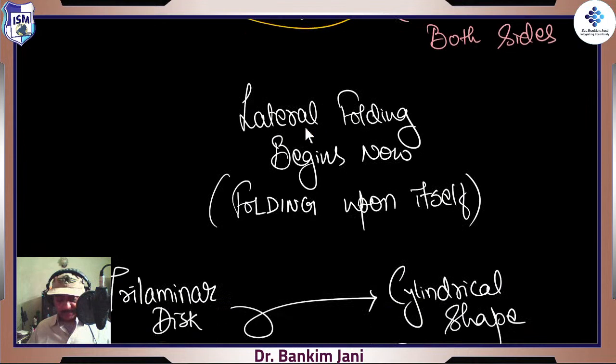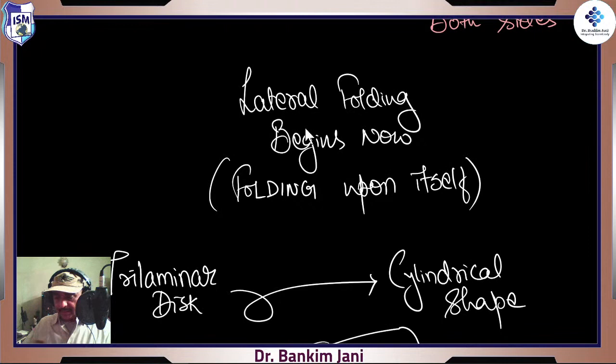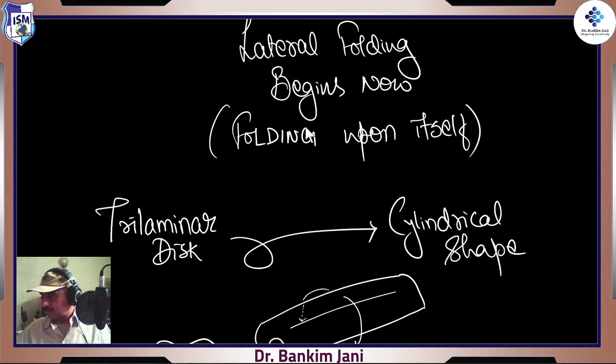Meantime, this process is continuing, and what's called the lateral folding. What lateral folding is, say this is straight. Lateral folding is when they fold like this, right? Say here is the plate, and it folds like this. This is how it folds. This is what is called lateral folding. Folding upon itself. When it is folding upon itself, that disc, which was like a disc, now becomes a cylinder.